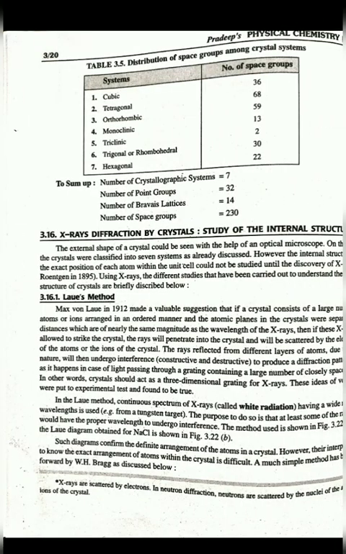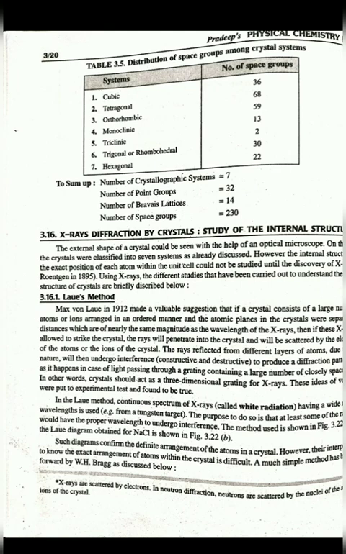Table 3.5. Distribution of space groups among crystal systems. System: cubic. Number of space groups 36. Second, tetragonal 68. Third, orthorhombic 59. Fourth, monoclinic 13. Fifth, triclinic 2. Sixth, trigonal or rhombohedral 30. Seventh, hexagonal 22. To sum up: number of crystallographic systems 7, number of point groups 32, number of Bravais lattices 14, number of space groups 230.